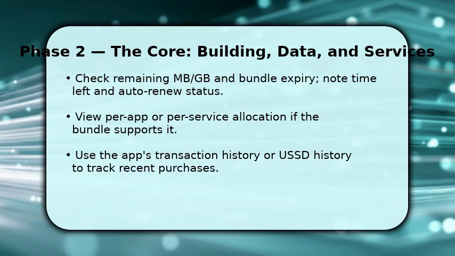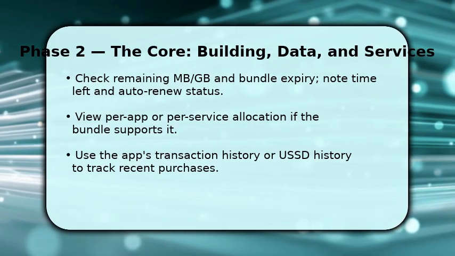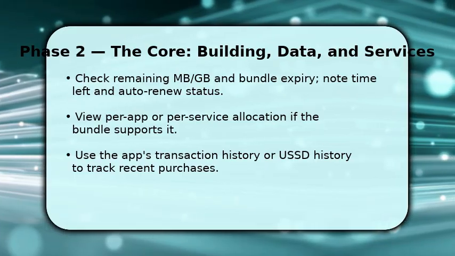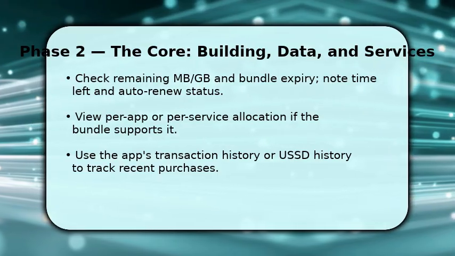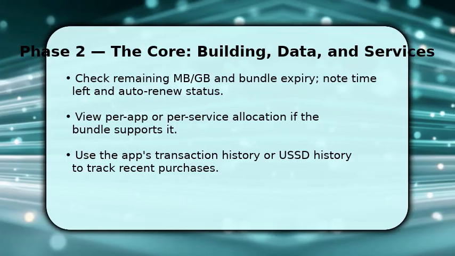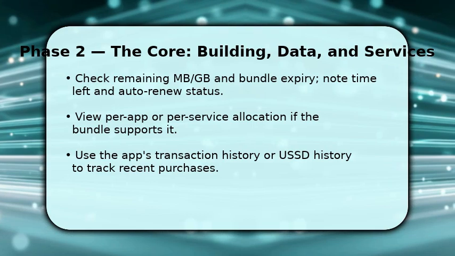If your plan splits data by app or night versus day, inspect those allocations to avoid surprises. Also review recent transactions or purchase history to confirm which bundle is active and whether auto-renew is on. Once you understand allocations and expiry, you can plan top-ups or shift usage.